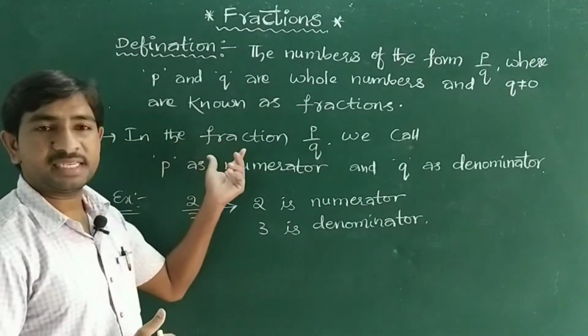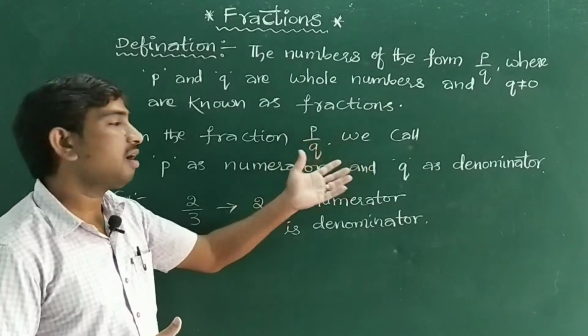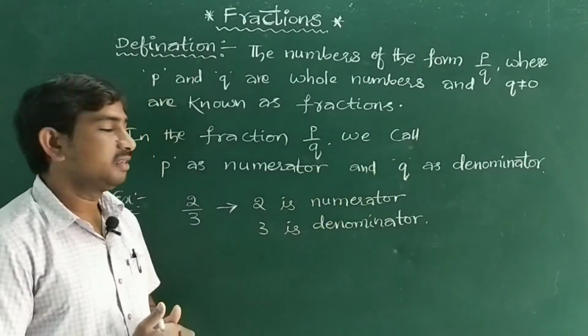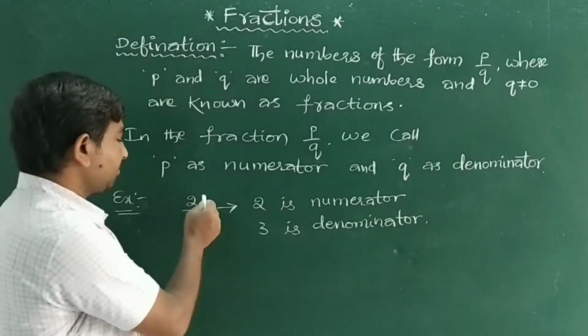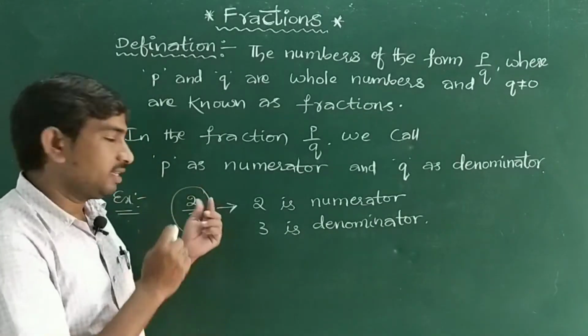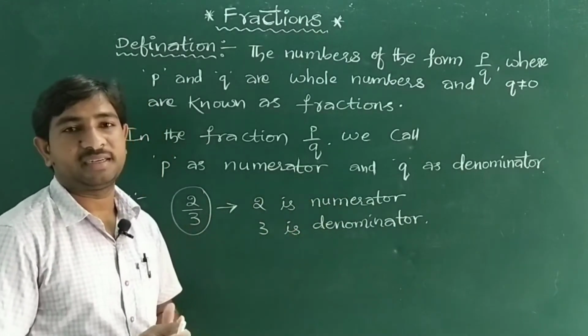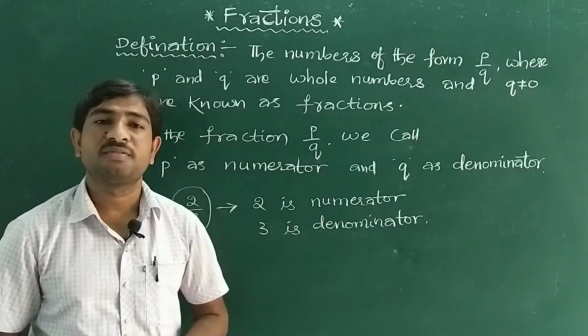So in the fraction p by q, we call p the numerator and q the denominator. For example, 2 by 3 is one of the fractions, where 2 is called the numerator and 3 is called the denominator. So this is the definition of fractions.